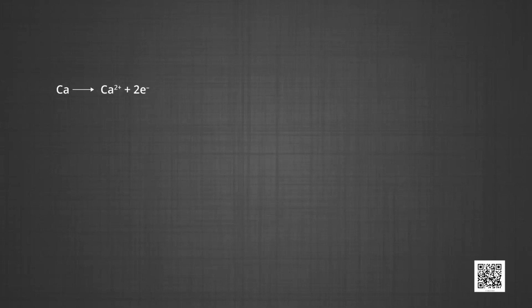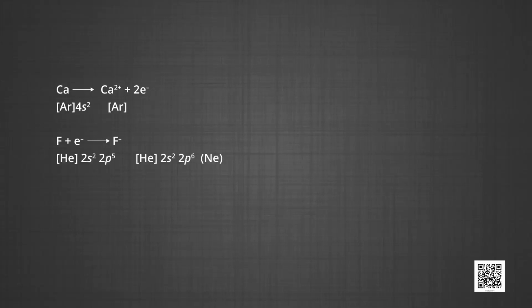Similarly, the formation of calcium fluoride, CaF2, may be shown as calcium, Ca, losing 2 electrons and changing into calcium ion with a stable electronic configuration of argon. Fluorine gains this electron and changes into fluoride ion. Now, fluoride ion has the inner core of helium with 2s2 2p6, the stable neon electronic configuration. Now calcium ion with a 2+ charge and 2 fluoride ions together form calcium fluoride, or Ca2+ and F-.